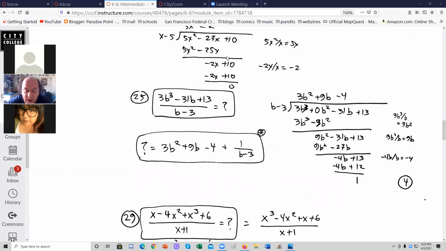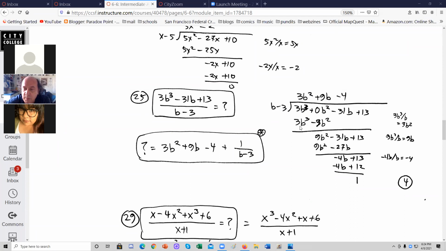Okay, here we have 3b cubed minus 31b plus 13 over b minus 3. So 3b cubed plus 0b squared, there's no b squared term, minus 31b plus 13. Inside the divide sign, outside you put the b minus 3. So 3b cubed over b is 3b squared into the quotient. 3b squared times b minus 3 is 3b cubed minus 9b squared.